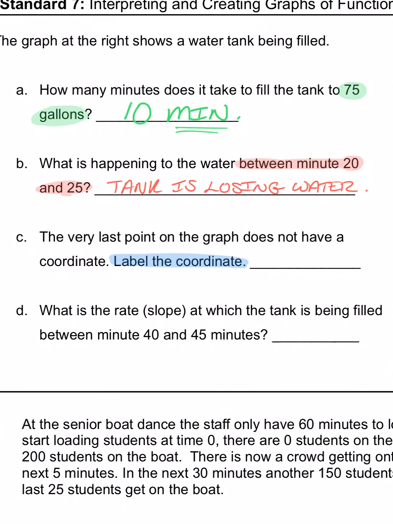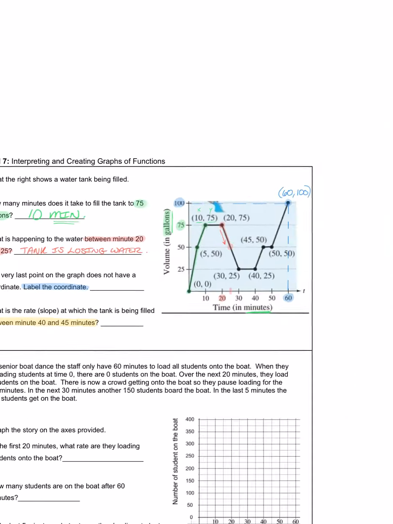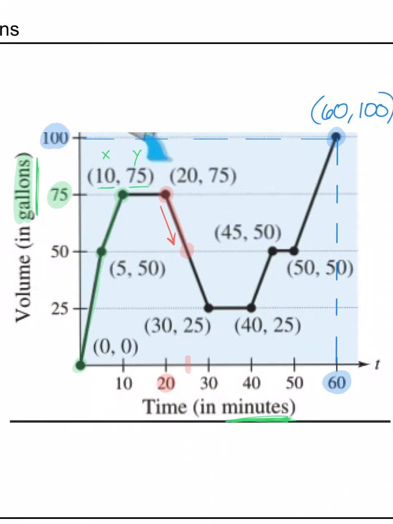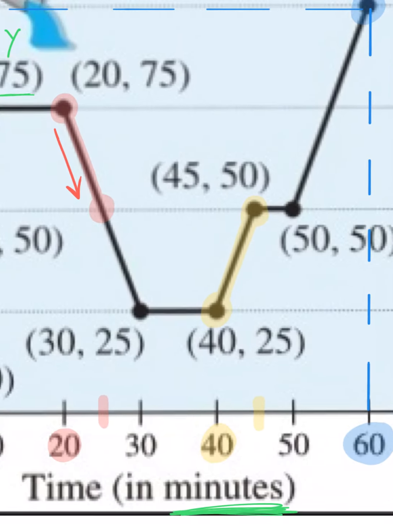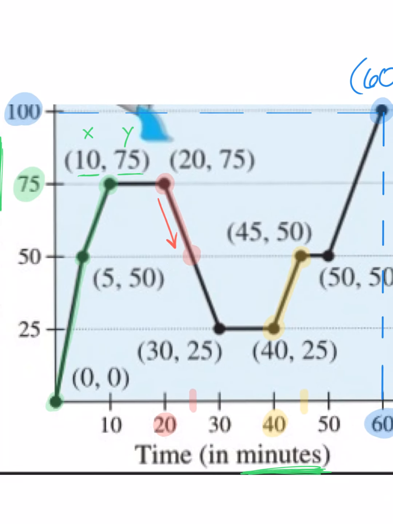Okay, last one. It says, what is the rate, slope, at which the tank is being filled between minute 40 and 45? So we want to find the slope, the rise over run. 40 is here. 45 is in the middle. So we start here, we're going up. We want to find the slope of this segment of the graph in yellow.